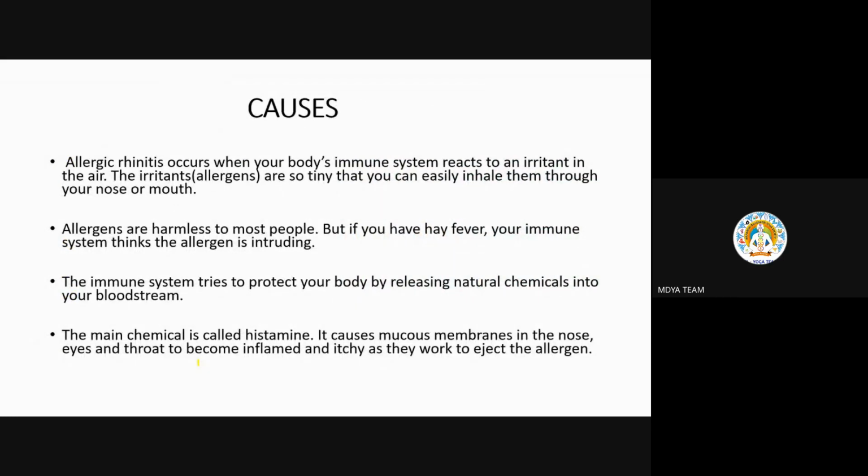I explained the causes before in the histamine slide, but still I will read and explain again. This is written in words. Allergic rhinitis occurs when your body's immune system reacts to an irritant in the air. These irritants are allergens, tiny particles. The irritants or allergens are so tiny that you can easily inhale them through the nose or the mouth.